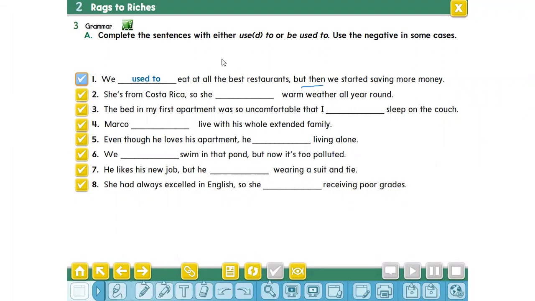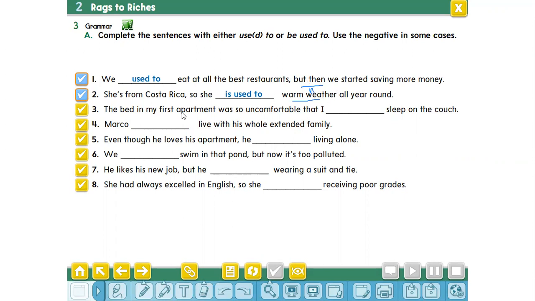Number 2. She is from Costa Rica. So she is used to warm weather all year round. Warm weather. It's a noun. So we use used to or be used to. Excellent. Be used to. She is used to plus noun.